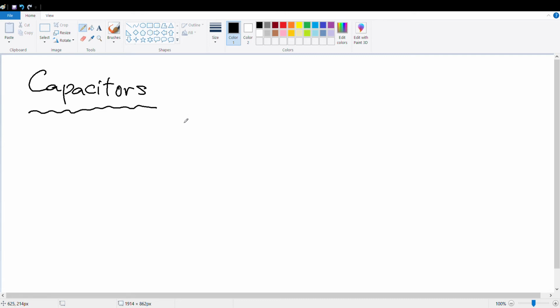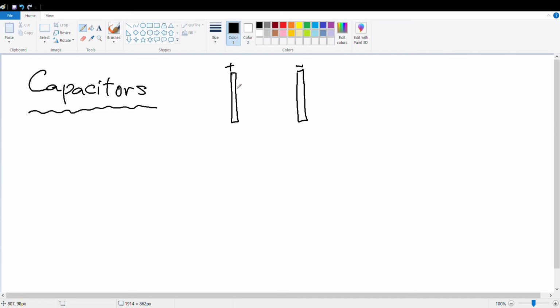Okay, so let's begin with our new chapter of capacitor. Before that, we need to know what is actually a capacitor. From the previous chapter, we did discuss uniformly charged plates. So let's say I have two parallel plates. These two parallel plates each contain different charges, which are positive and negative.